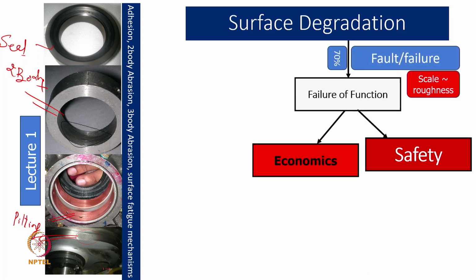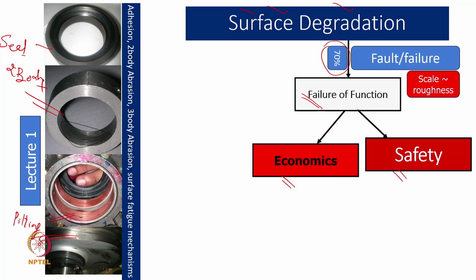The question comes, why do we study this kind of topic? The main thing is that it is a surface degradation topic, and we know surface degradation leads to failure of the function or failure of the system itself. A report says that almost 70% of failures happen because of surface degradation. If there is surface degradation, naturally there will be huge economic losses. Not only economic losses, but there will be safety issues also, because people are going to get involved in the operation.